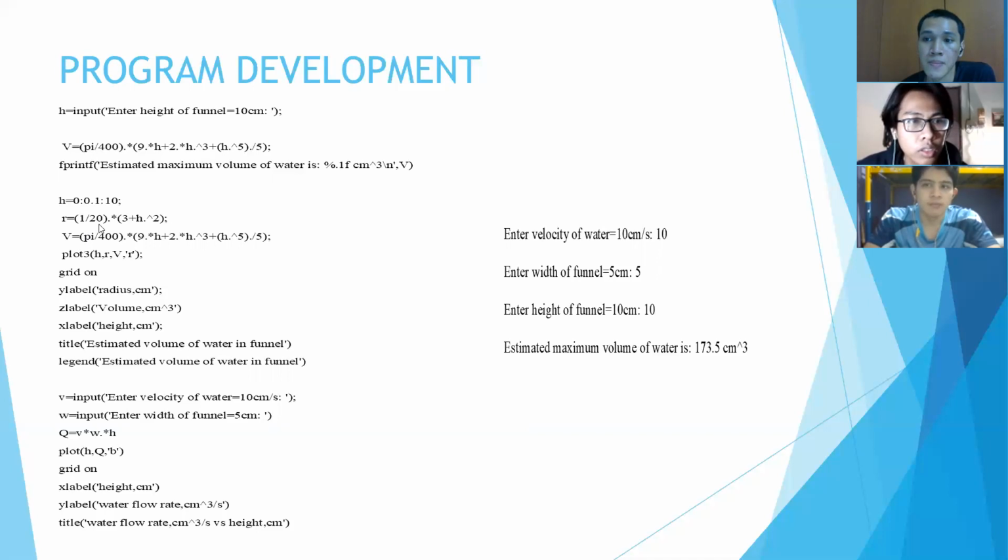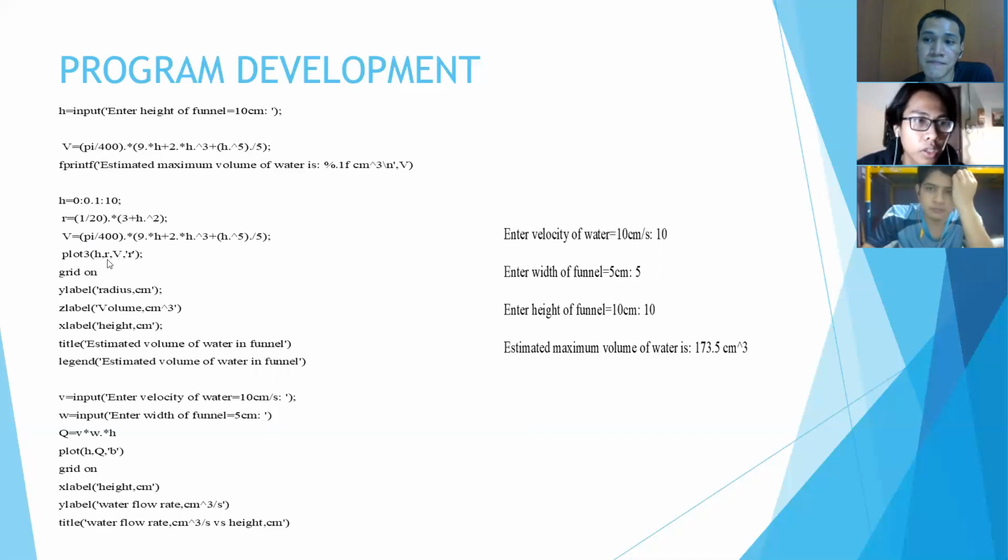Radius equation squared and times with the pi and integrate it. So here is the command that is being used to make the 3D plot, which is plot3 of H, R, and V.